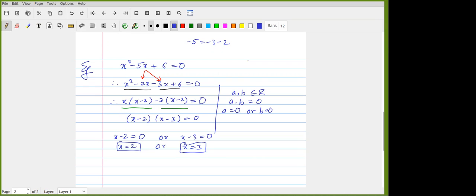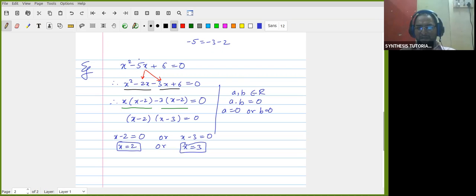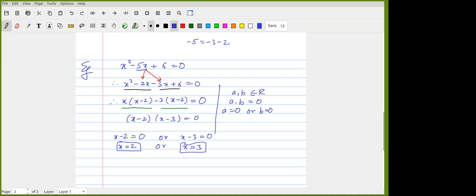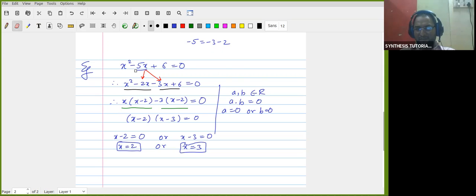Okay, so see, the idea is this. We will split this middle term. Okay, what's the middle term? Minus 5x. Yes, the middle term is minus 5x.